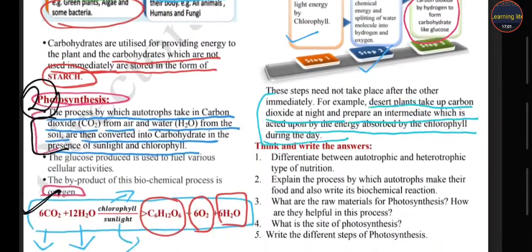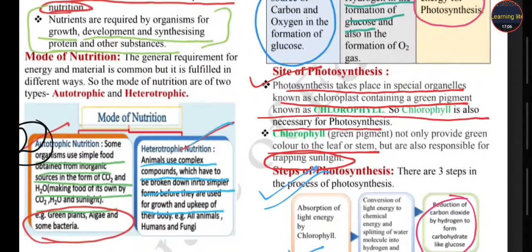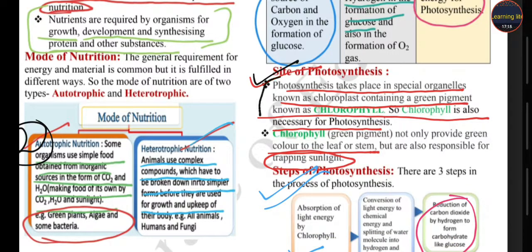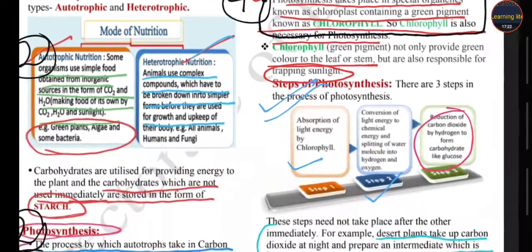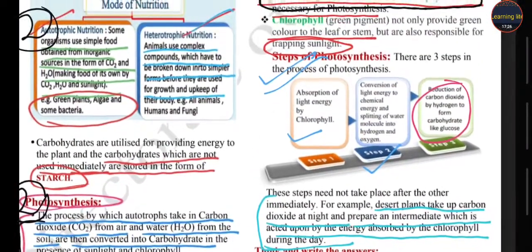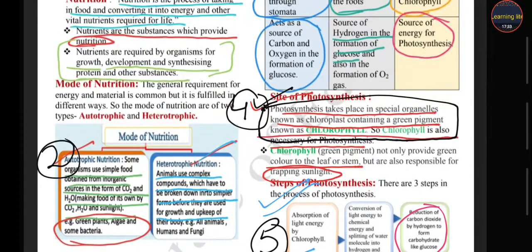Move to our fourth question, students. What is the site of photosynthesis? Very good. The site of photosynthesis is chlorophyll. This is your fourth question. Let's move to our fifth question, students. Write the different steps of photosynthesis. Here the steps are given to you. You have to write the 3 steps in sequence. I think this worksheet is clear to you.